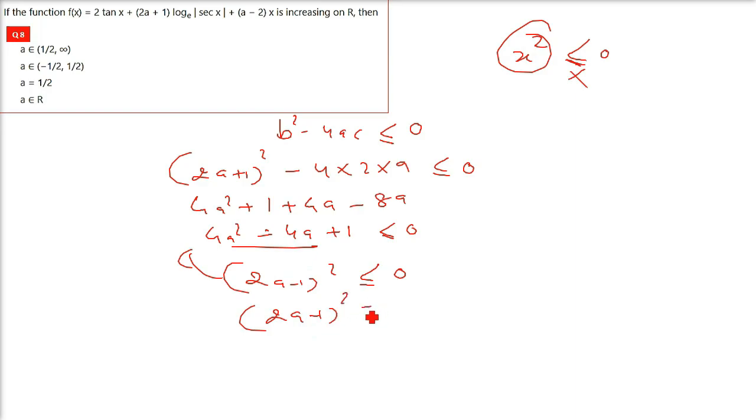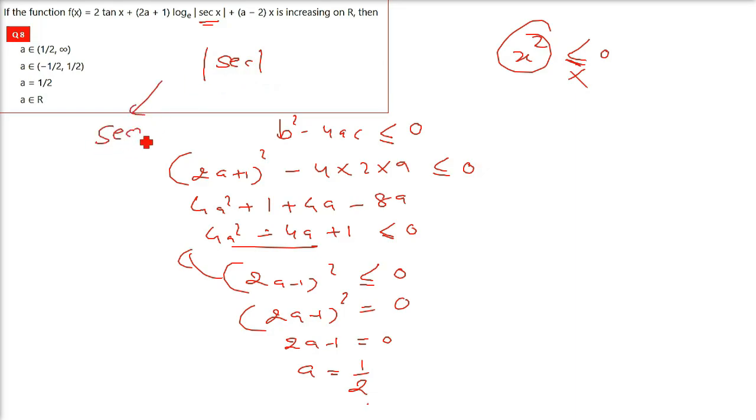So what we find here is (2a minus 1) whole square is equal to 0. That means a should be equal to 1 by 2. A is half. Now this a is half, and this is the answer. The third one is the answer. So just tick that, a equals half. But there is a second scenario also we have to check.